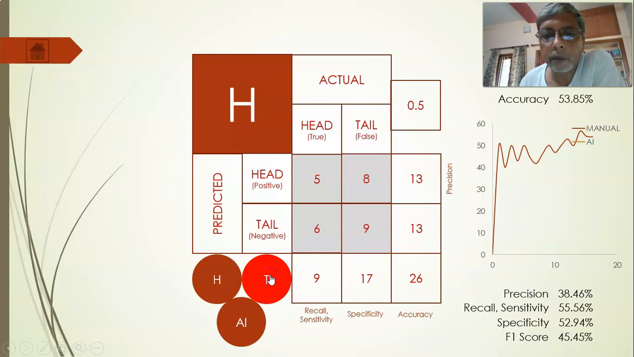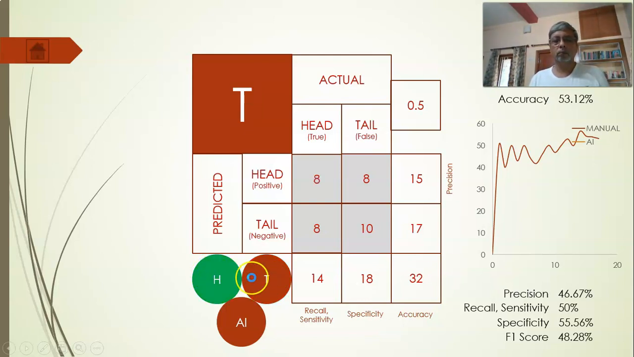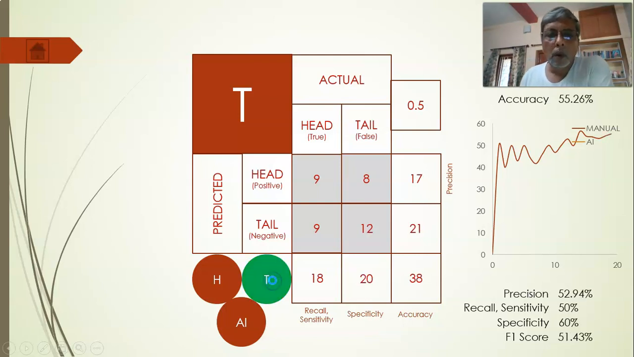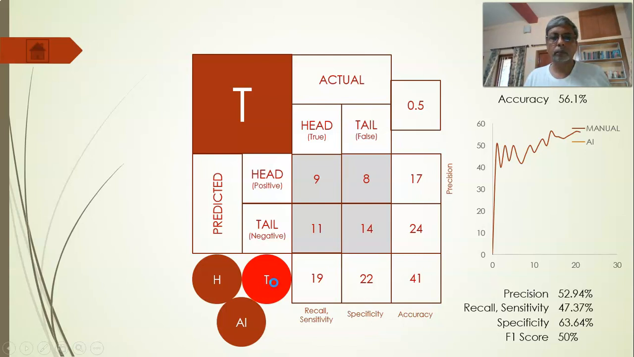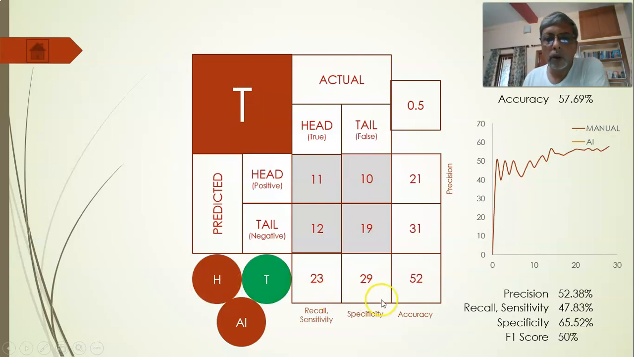Accuracy is 53.85%. Okay, now I have made 52 tosses. 11 plus 19 times my prediction is correct. So 11 plus 19 by 52, which is 57.69%, is the accuracy. And the precision, recall, F1 score are more or less good. So I'll call this manual prediction.